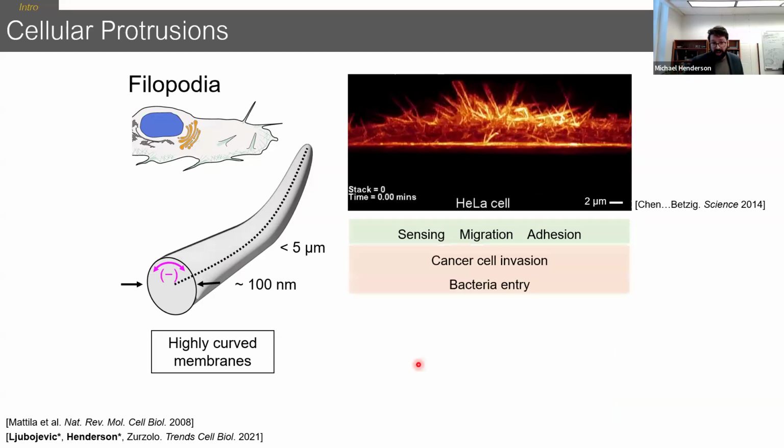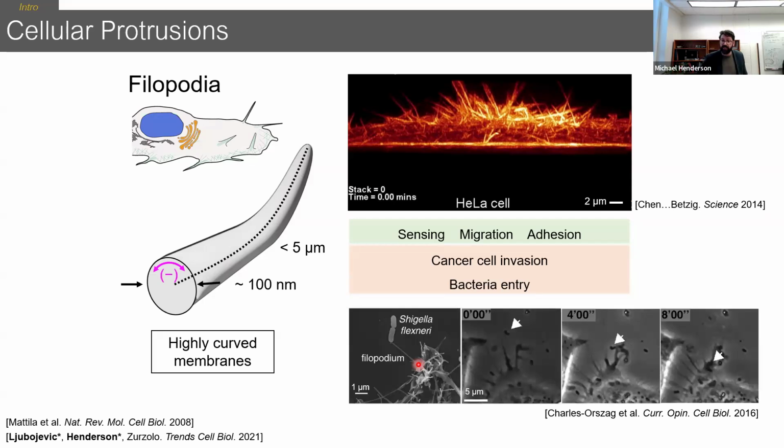However, these structures can actually be hijacked for pathological purposes. So filopodia and the proteins involved in their formation actually get upregulated in cancer cell invasion. And even bacteria can hijack these structures to gain entry into cells, where they use the cell environment and create a replicative niche to multiply.